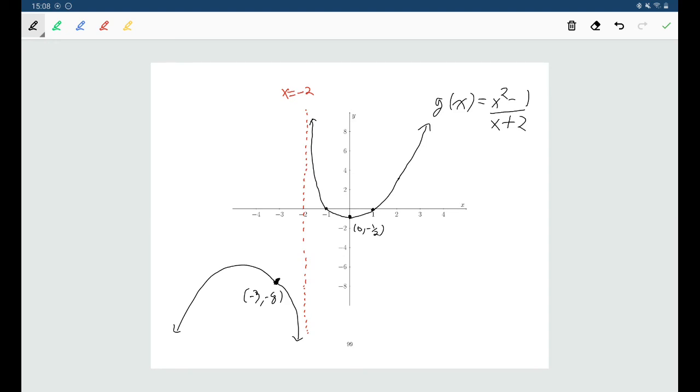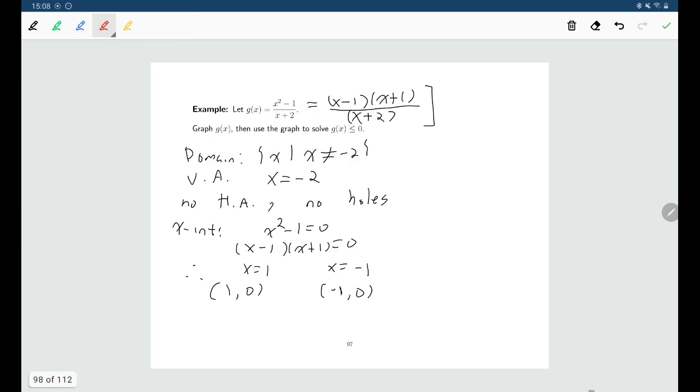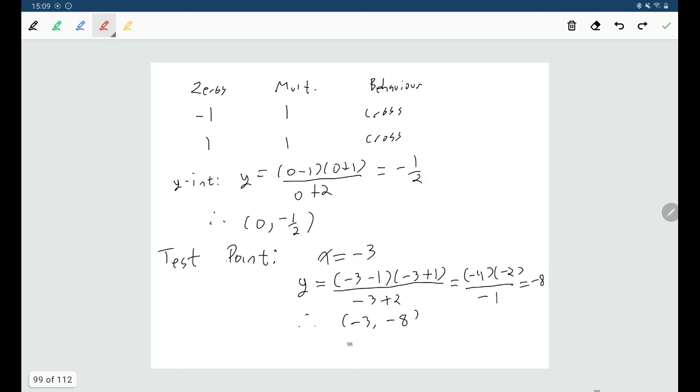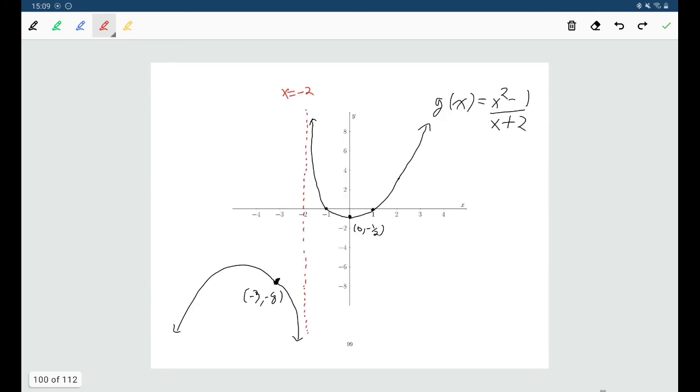Now, that wasn't the original question. The original question was not just to graph it, but once you've graphed it, solve the inequality g of x less than or equal to 0. So let's do that here. I'm just going to make a little spot here where I can write this in.